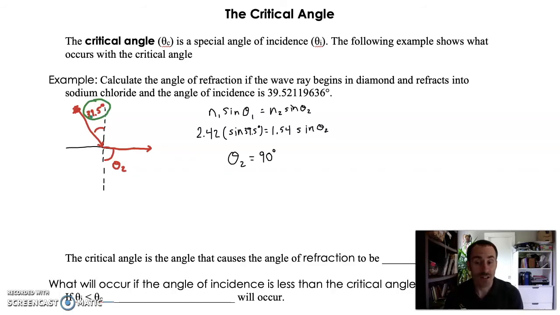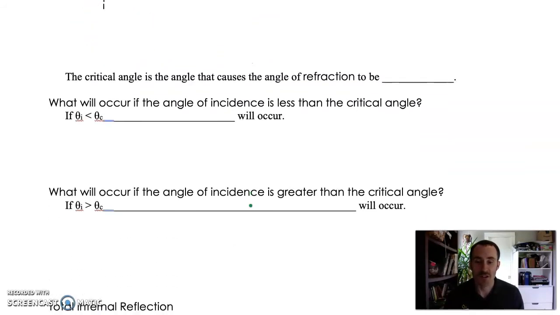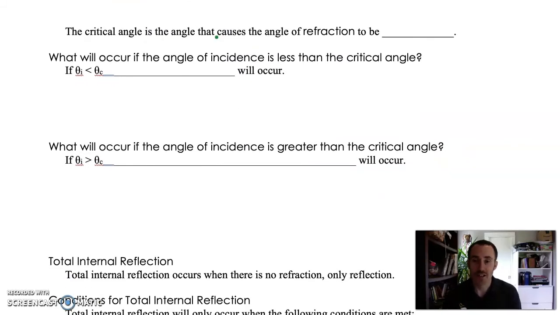And so the critical angle is just whatever angle of incidence causes a 90 degree angle of refraction. We can calculate the critical angle for whatever transition we want to do. But first, the critical angle is the angle that causes the angle of refraction to be 90 degrees. That's important. It's not the critical angle that's 90 degrees. It's the angle of incidence, that's the critical angle, that causes an angle of refraction of 90 degrees.